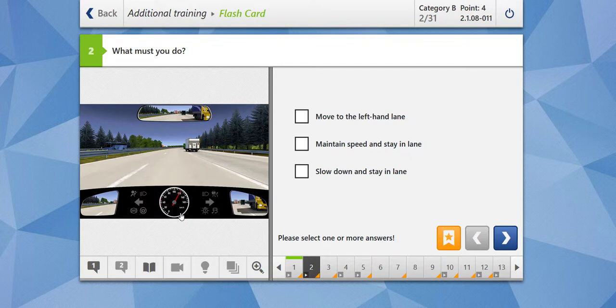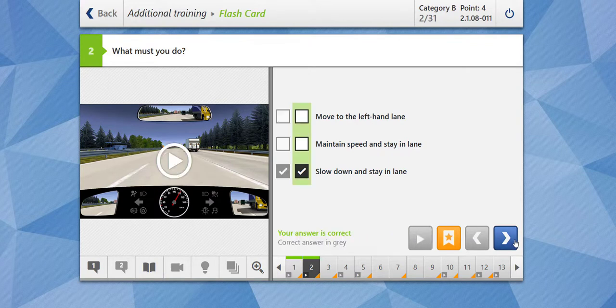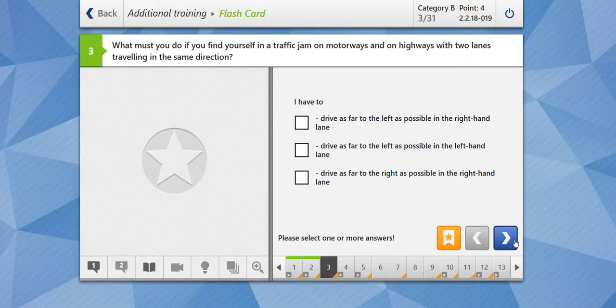Maintain speed and stay in lane. If you maintain your speed and stay in the middle lane, what will happen? The safety distance between you and this vehicle will be reduced. Slow down and stay in lane. Yes, it makes sense because it is important that you maintain a sufficient distance from this vehicle. Let's check our answer. Our answer is correct. Moving towards the next part.